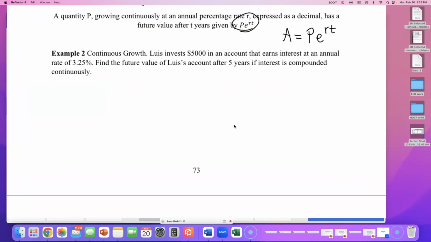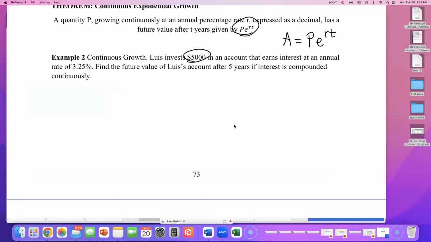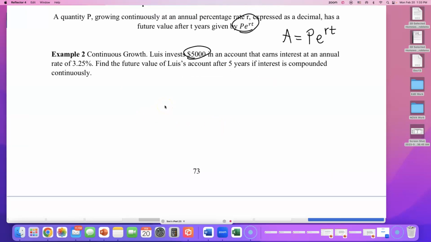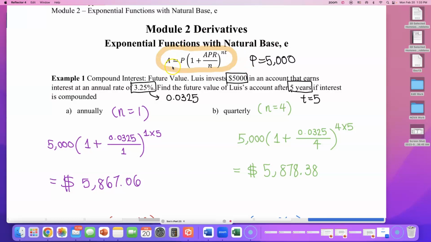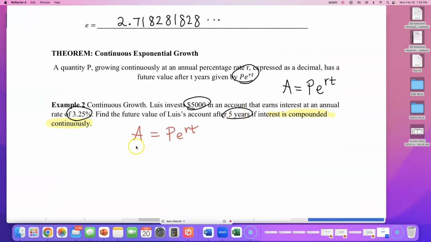So here's an example down here. Back to Luis. Okay, so he invests $5,000 in an account that earns an interest rate of 3.25%. It's the same as page 72. They want us to find the future value of his account in 5 years, but this time look at the wording. If the interest is compounded continuously. So anytime you see that compounded continuously, write down A equals Pert. If they say compounded monthly, weekly, annually, semi-annually, then you do these formulas, okay? That orange circle formula. For continuous compounding, we are using A equals P times e raised to the rt power.